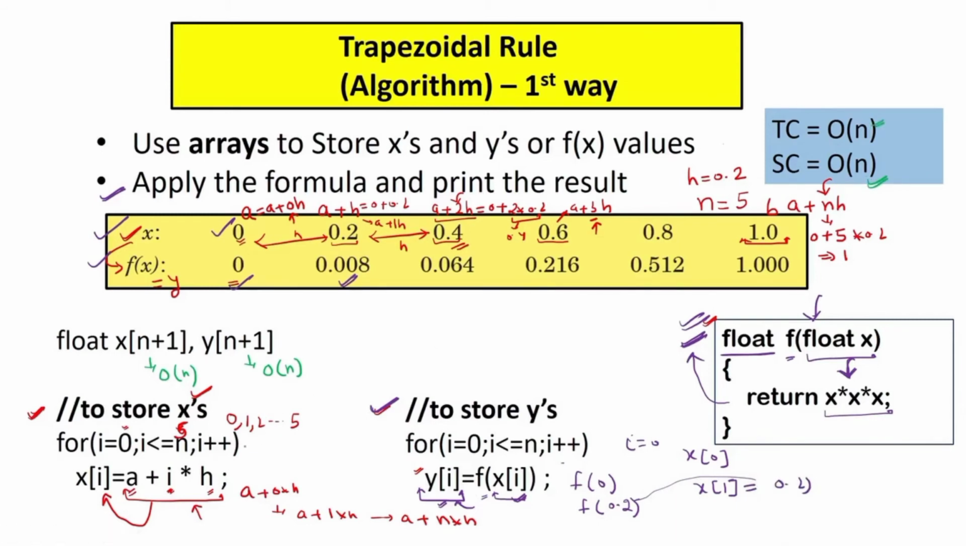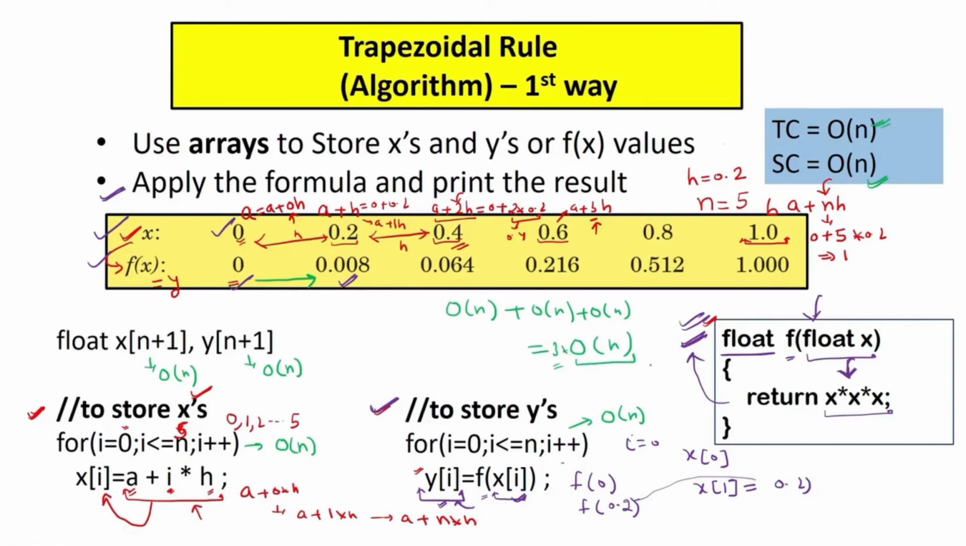Why? Because how many times am I running this loop? n times. So this is order of n complexity, and this loop is also running order of n times. And when we apply the formula, again we have to traverse this whole array of y so that we can apply the formula. So that will be order of n. So all will be order of n plus order of n plus order of n. The total will be order of n, although there will be a constant, but that is okay. The total time complexity will be order of n.